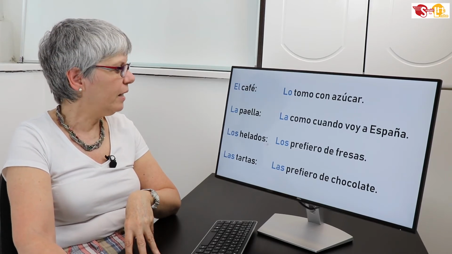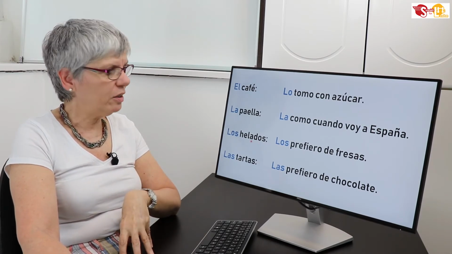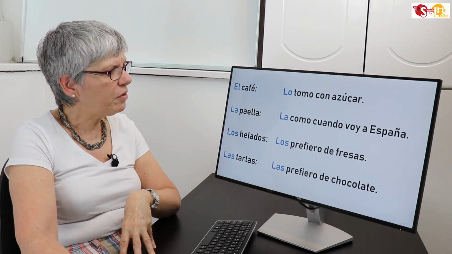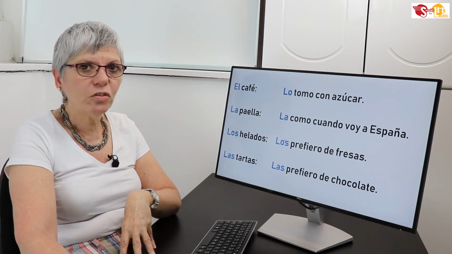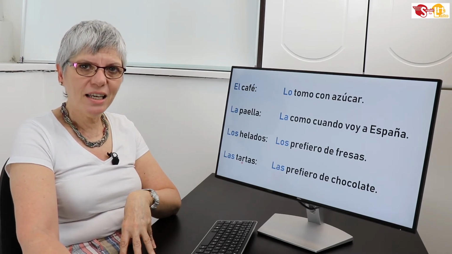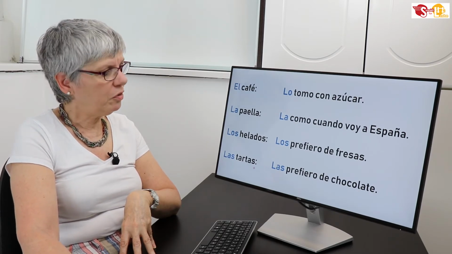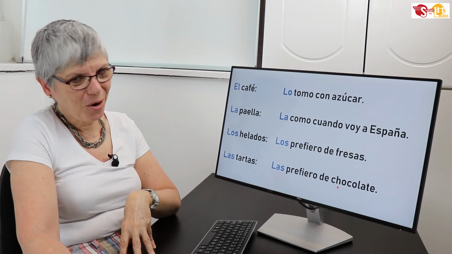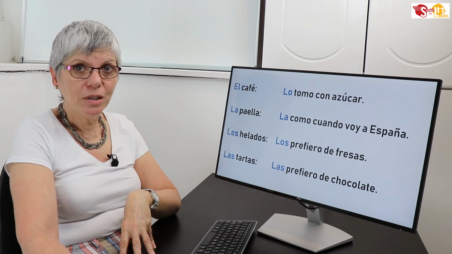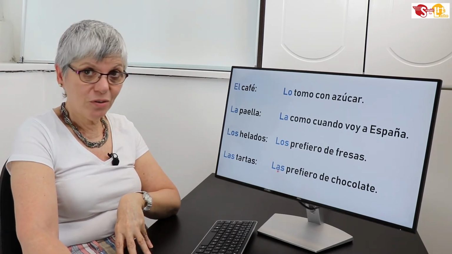And in the plural, talking about ice creams, los helados, how do you prefer ice creams? Okay, los prefiero de fresa, so I prefer strawberry ice creams. I prefer them. Los prefiero de fresa because it's masculine. But if I'm talking about cakes, las tartas, and you ask me which kind of cakes do you prefer? Okay, I definitely prefer chocolate cakes. Las prefiero de chocolate, so I prefer them when they are made with chocolate. Okay, so them could be los or las.